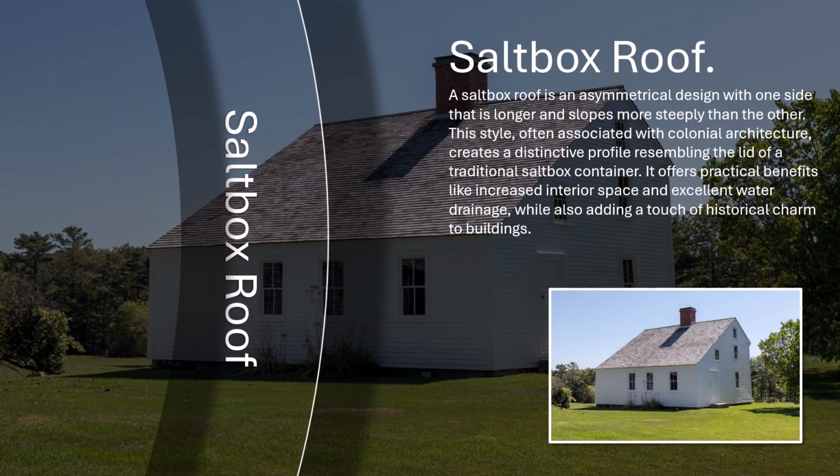Salt box roof. A salt box roof is an asymmetrical design with one side that is longer and slopes more steeply than the other. This style, often associated with colonial architecture, creates a distinctive profile resembling the lid of a traditional salt box container. It offers practical benefits like increased interior space and excellent water drainage, while also adding a touch of historical charm to buildings.